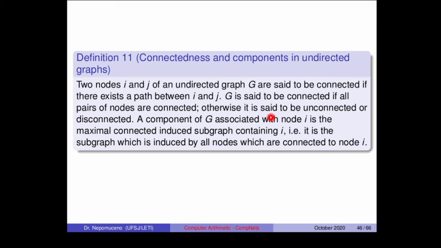Connectedness and components in undirected graphs. Two nodes I and J of an undirected graph G are said to be connected if there exists a path between I and J. G is said to be connected if all pairs of nodes are connected. Otherwise, it is said to be unconnected or disconnected. A component of G associated with node I is the maximal connected induced subgraph containing I. That means it is the subgraph which is induced by all nodes which are connected to node I, right?